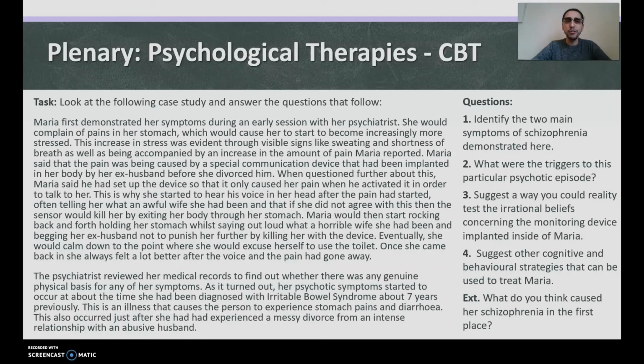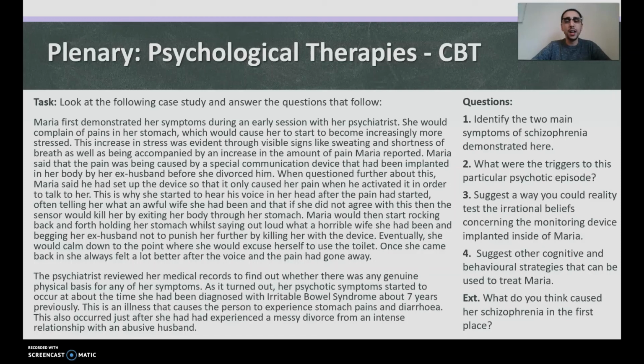The psychiatrist reviewed her medical records to find out whether there was any genuine physical basis for any of her symptoms. As it turned out, her psychotic symptoms started to occur at about the time she had been diagnosed with irritable bowel syndrome, about 7 years previously. This is an illness that causes the person to experience stomach pains and diarrhea. This also occurs just after she had experienced a messy divorce from an intense relationship with an abusive husband. Okay, there we go. That's Maria for you.